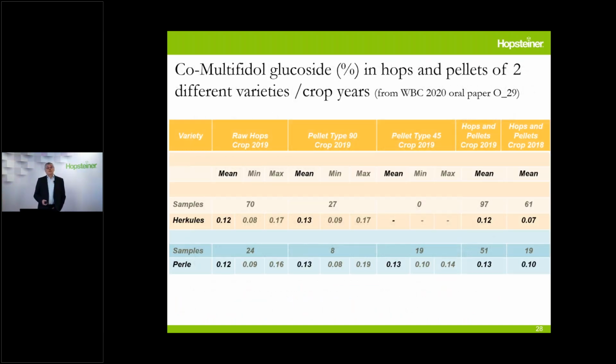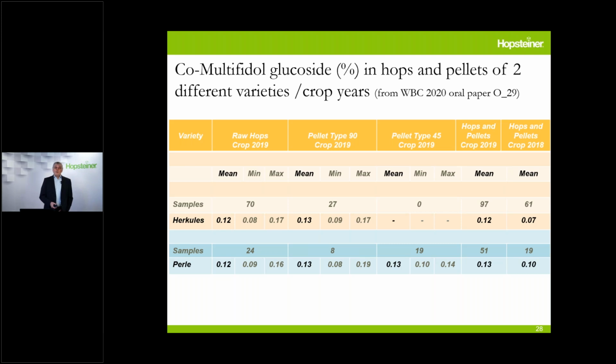And here you see the results on one slide, and it's a little bit complicated, but I will lead you through it. This is, as an example, the co-multifidal glucoside concentration in hops and pellets of 2 different varieties in 2 different crop years. I have presented this data just recently at the virtual WBC World Brewing Congress as an oral paper. Here are given two varieties, the bitter variety Hercules.